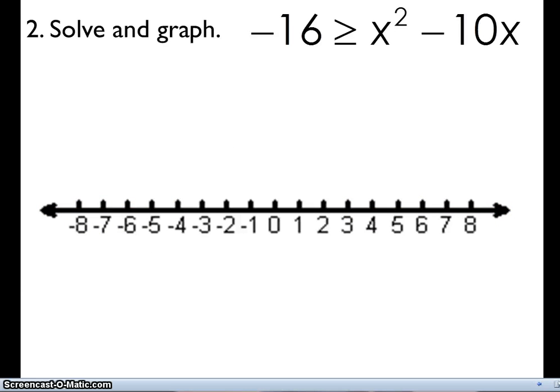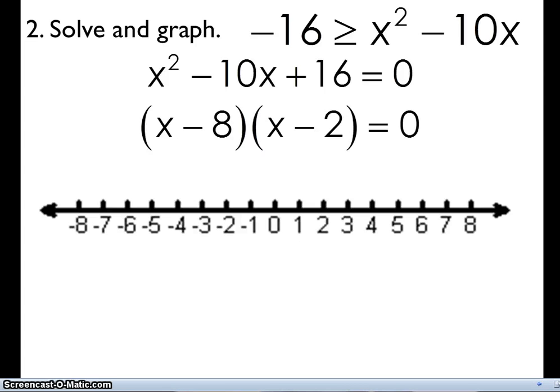All right, next problem. So we're going to change the inequality to an equal sign. And on this problem, we need to move everything over to one side so that your squared term stays positive. Now you're ready to factor this. Solve each of your factors, and now it's time to plot them on the number line. So we have to go back and look at the inequality. Closed circle or open circle?